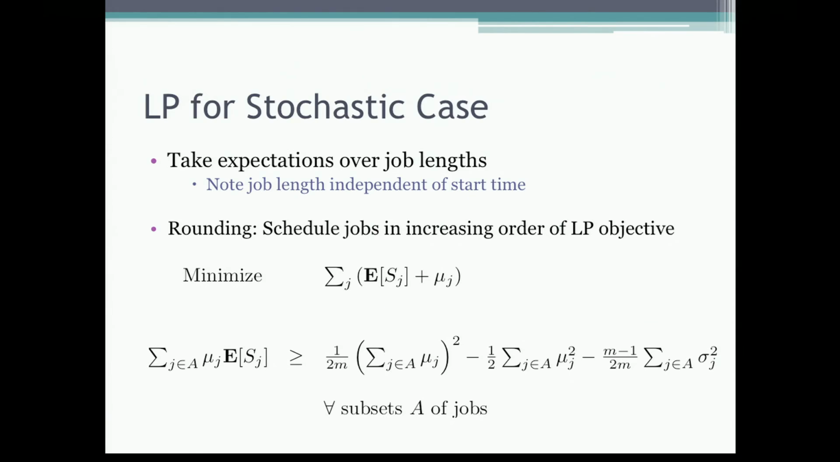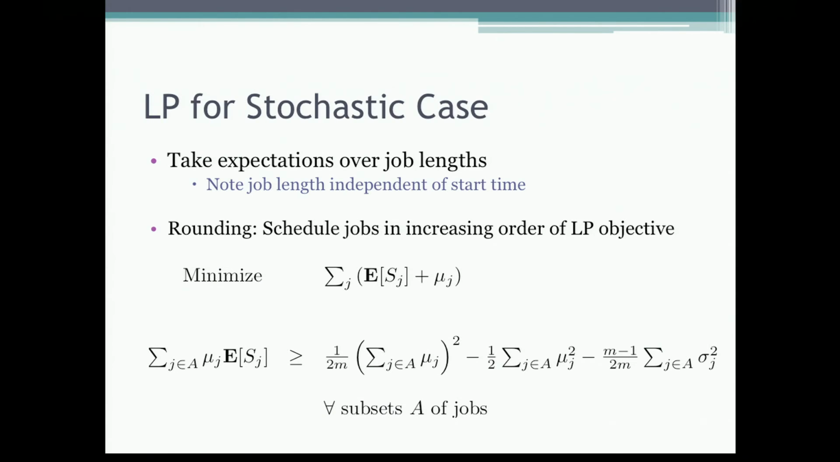And that's it. Once you write this LP and solve it, you're getting some expected start times, and that will give you the expected completion time of a job. It won't give you a feasible policy directly, but the rounding scheme is simply to order the jobs in increasing order of their expected completion times and assign them to whatever machine is currently available. A lot of details, they're all under the rug.